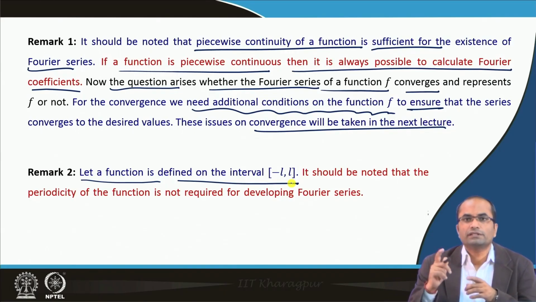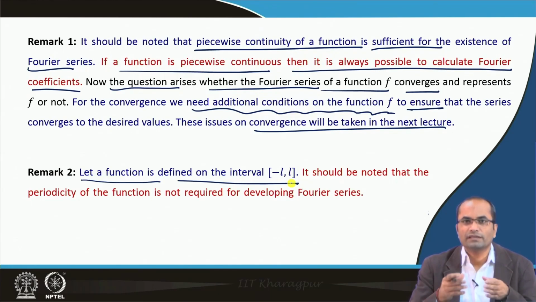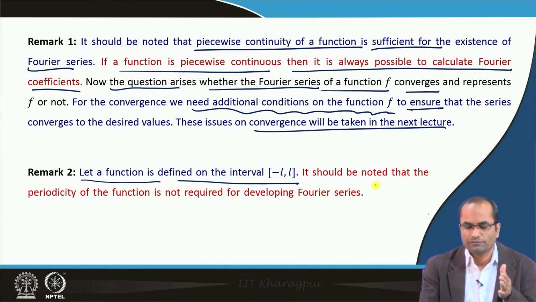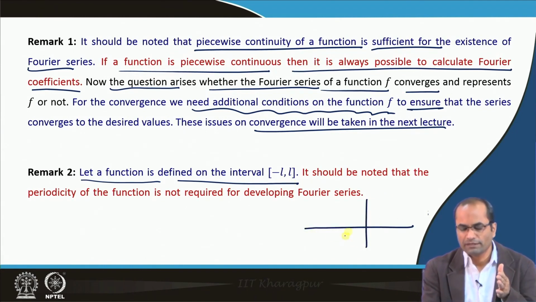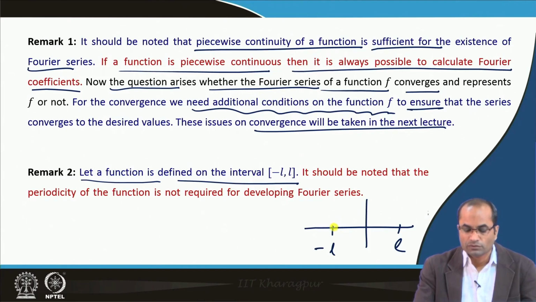However, if this Fourier series converges, it will converge to a periodic function with period 2L. But at the beginning we have a function which is just defined from minus L to L, and it is not periodic, or we do not have any other information, just that the function is defined from minus L to L, or from 0 to 2L, whatever. Then we can write down its Fourier series.